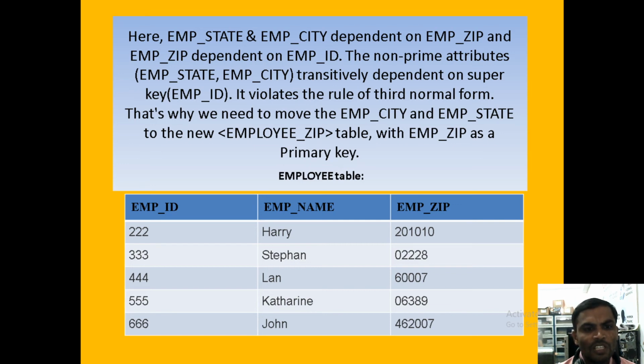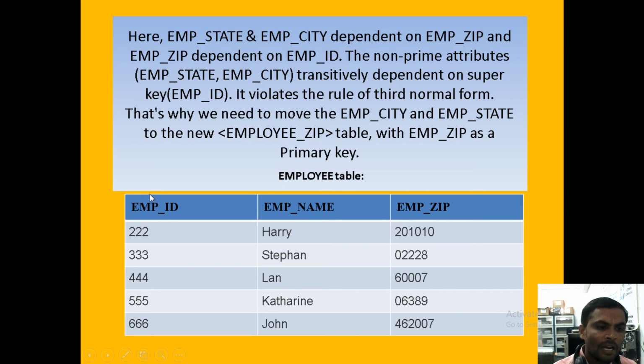First, we should go for the first, second, then we should come to the third normal form. Why do we need to move the employee city and employee state to a new employee zip table? Now we are converting it into an employee zip table, with the employee zip acting as a primary key. Under the employee table, we have employee ID, employee name and the employee zip code.